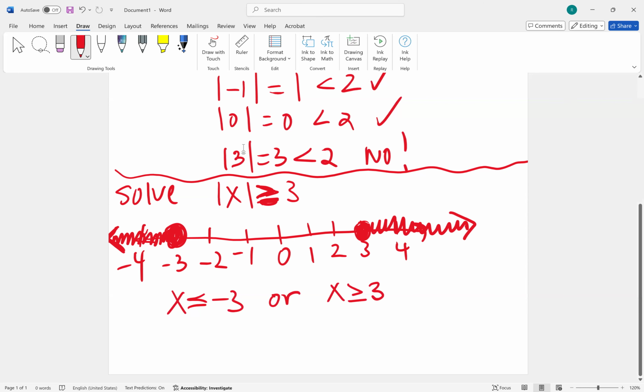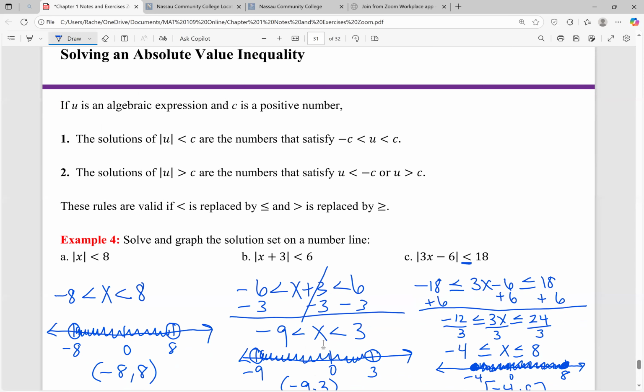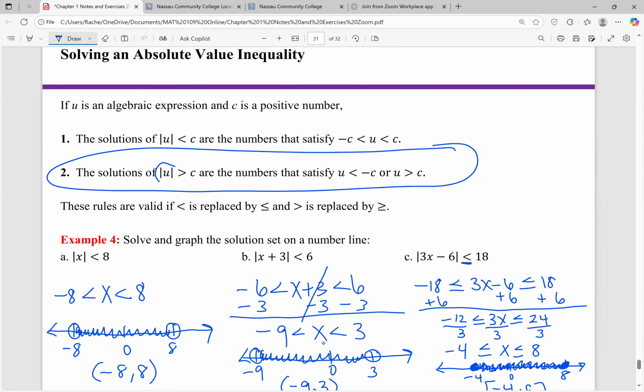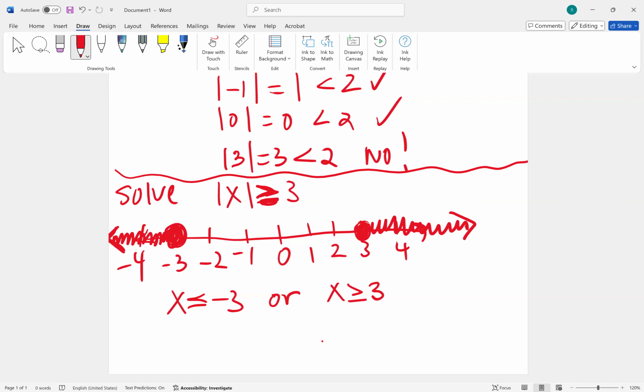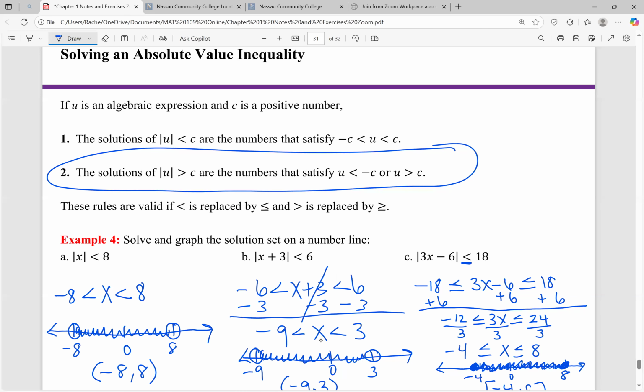So if we generalize this and go back to the notes that I have, the solution set of the absolute value of u being greater than c are the numbers that satisfy u being less than negative c or u being greater than positive c. And that's exactly what we had in this example that I showed you on the whiteboard, right? Just think of u as the x and c as the 3, right? So x is less than or equal to negative c, or negative 3, and x or u is greater than or equal to c, or 3 in this case. So that's how we solve an absolute value inequality when the inequality is greater than or equal to. We're going to solve it this way.